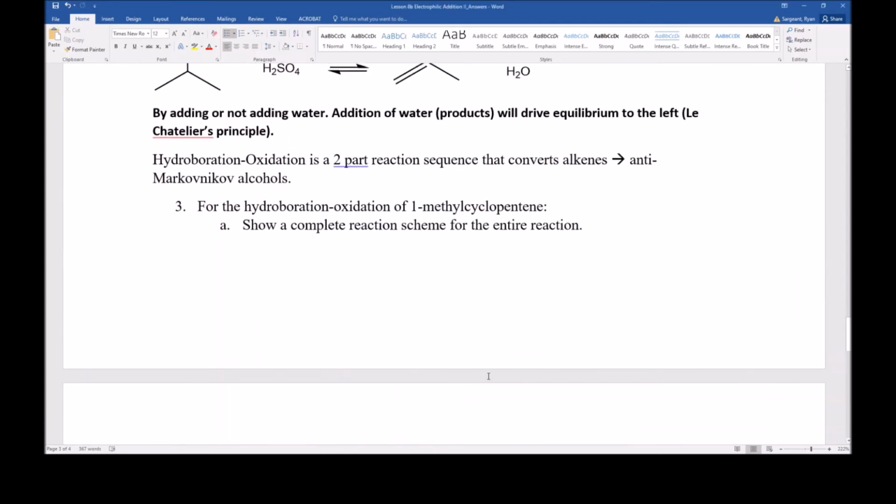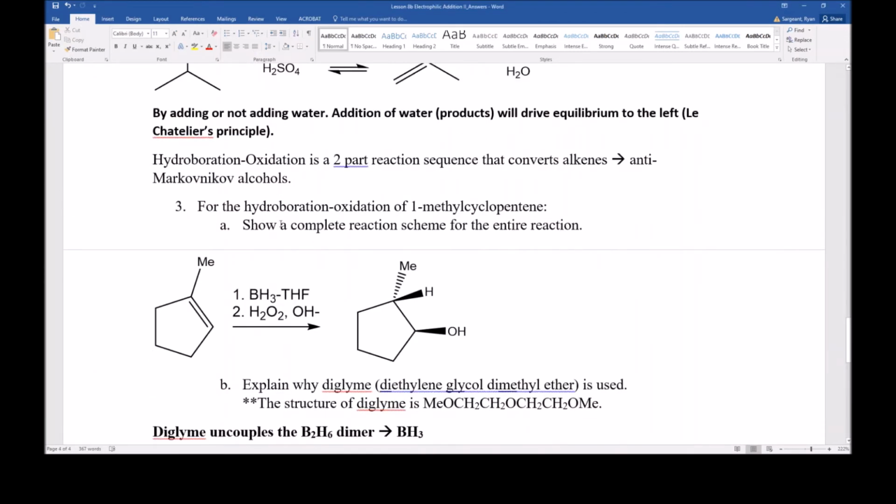Alright, so the first question that we're supposed to answer is, show a complete reaction scheme for the entire reaction of the hydroboration-oxidation of 1-methylcyclopentene. Notice that I have an alkene, that's what I'm starting with right here, and I'm turning it into an alcohol. So that is, hopefully you recognize, the recurring theme of today's lesson.